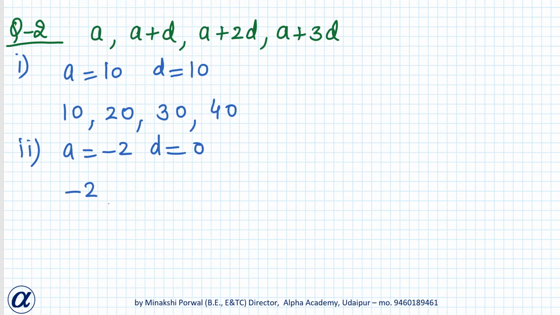Second, A is minus 2 and D is 0. So first term will be minus 2. Second term will also be minus 2. Third term will also be minus 2. And fourth term will also be same.